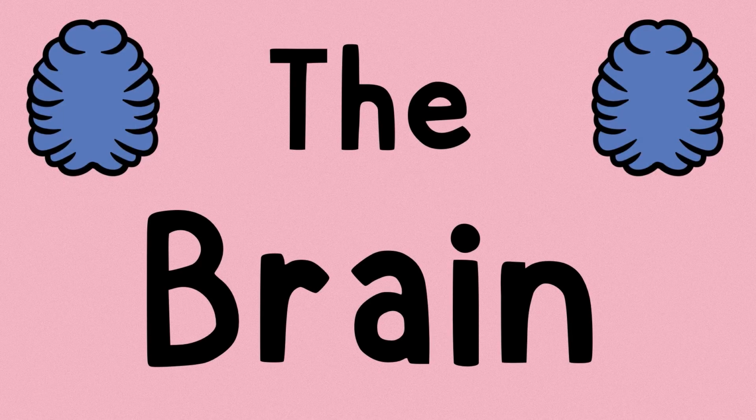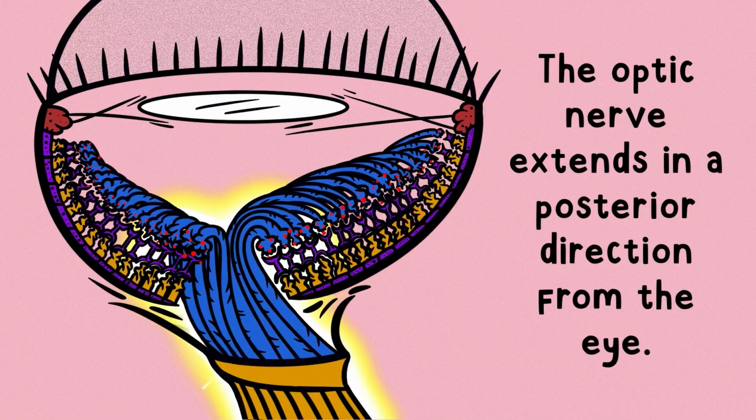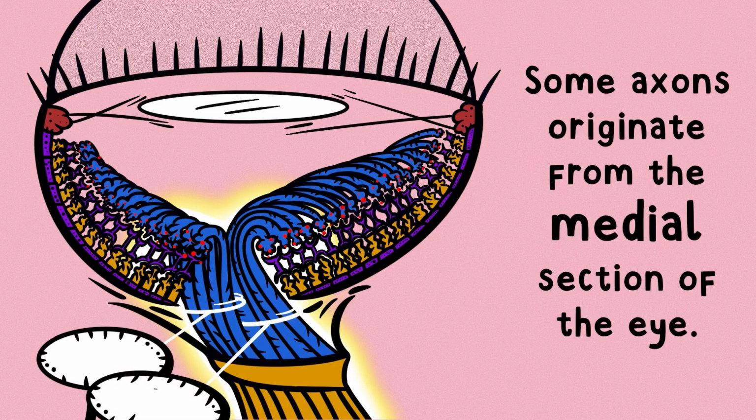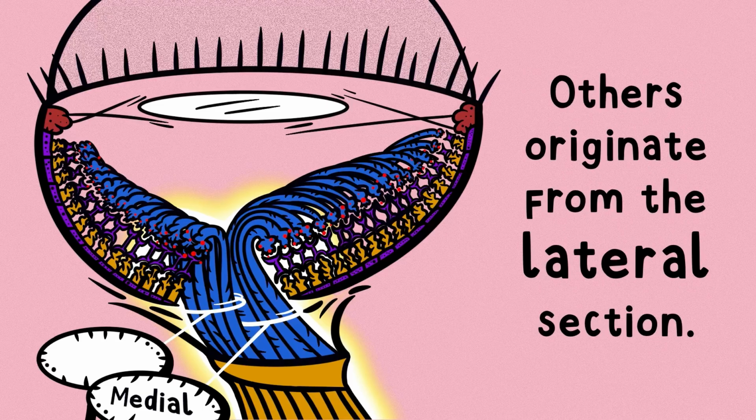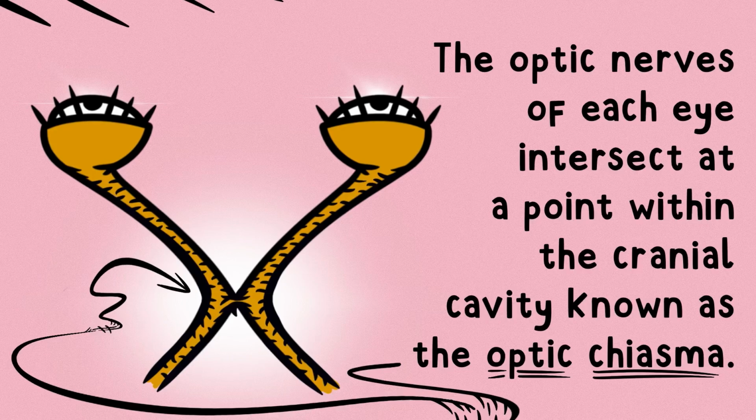Okay, it's finally time for us to leave the retina and head to the brain. So, how do we make this move? The optic nerve extends in a posterior direction from the eye. Some axons originate from the medial section of the eye. Others originate from the lateral section. The optic nerves of each eye intersect at a point within the cranial cavity known as the optic chiasma.